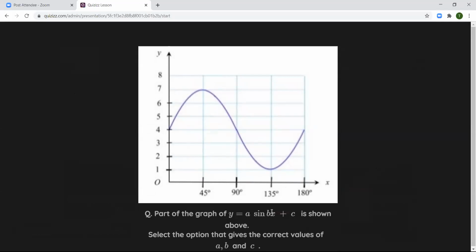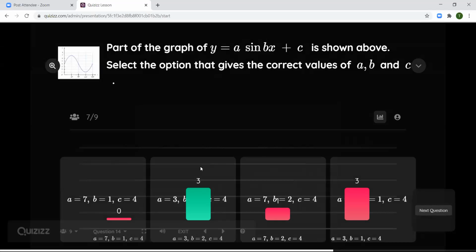Then B should be the period. What is the period? Okay, so it should be 1, because 0 to 180 is pi, and pi divided by this 180 is 1. So B should be 1. So by that, you can find the value of A, B, and C.